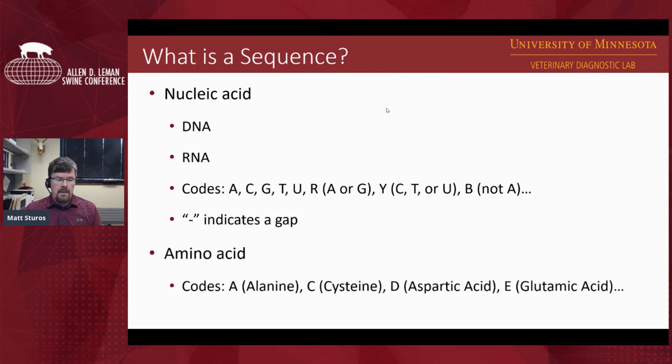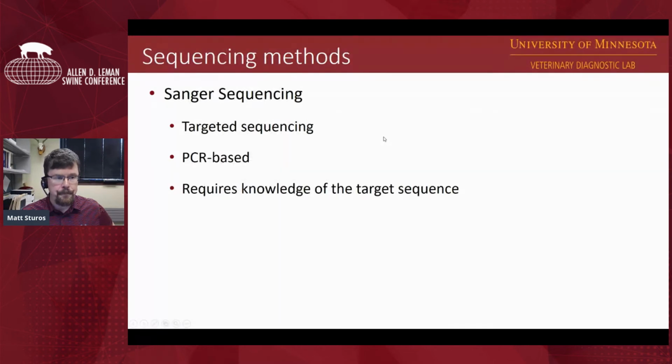The other sequence that commonly gets analyzed are amino acid sequences. Those are translated from the nucleic acid sequence. And those are also single letter codes, but the A's and the C's are going to be different. So it's important to know what you're analyzing. So A would be alanine rather than adenosine. And so the type of sequence you're dealing with is important to know.